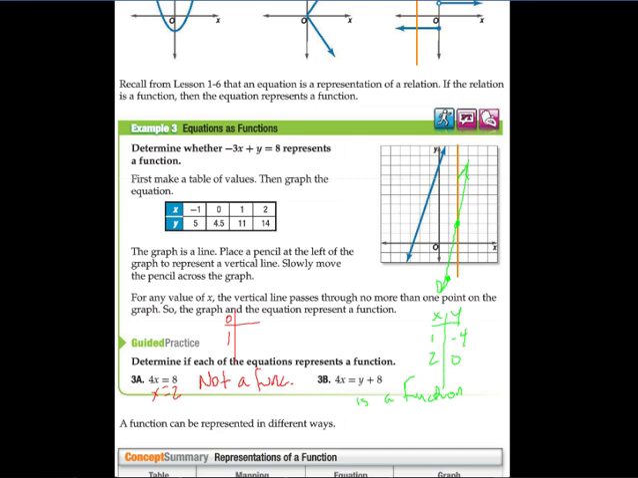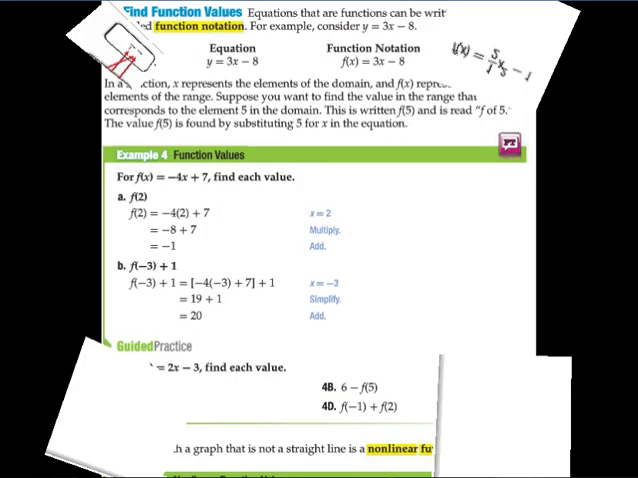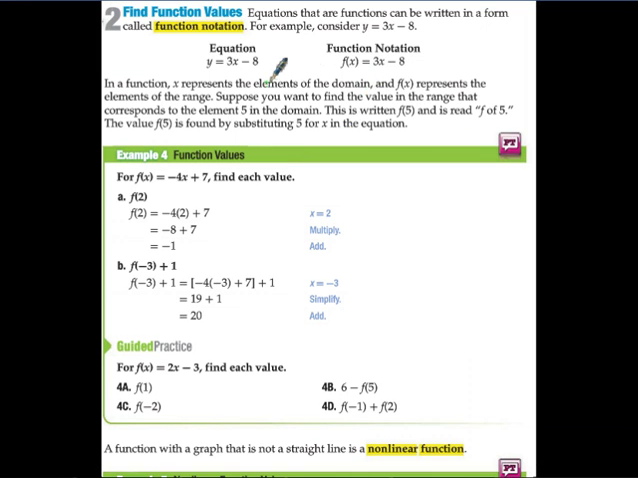Now, representations of functions, here's the different way: table, mapping, equation, and graph. And the important thing to know is that for every x there is exactly and only one y. There's also something called function notation. The only difference between a regular equation and function notation is this: we use an f of x, okay? That's how we read that.